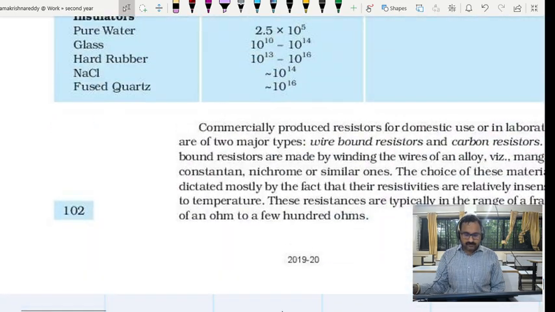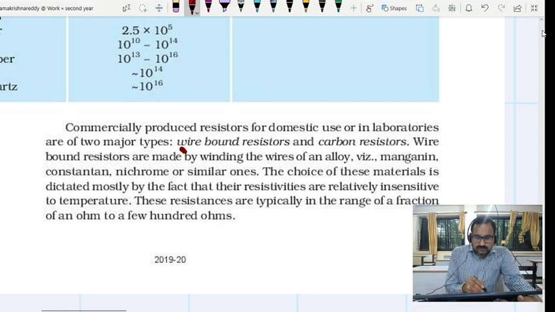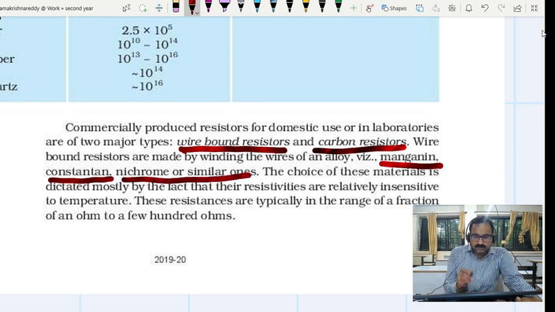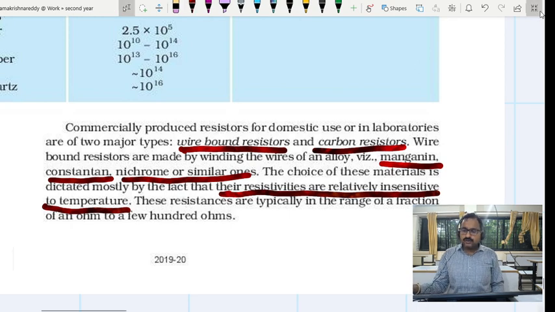Another point: see what they have given about wire bound resistors. Totally two types are there. One is wire bound resistors, the next is carbon resistors. Wire bound resistors are made of alloys only, such as manganin, constantan, and nichrome. The reason is that their resistivities are relatively insensitive to temperature, almost or nearly independent of temperature. That is all I discussed with you. Based on that, they have given questions now.